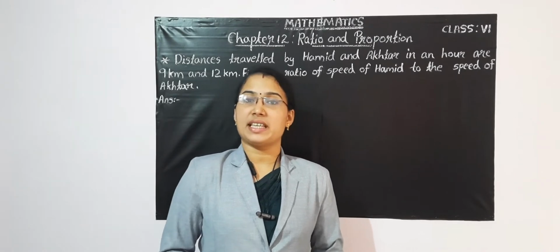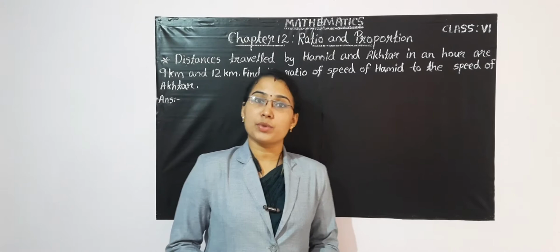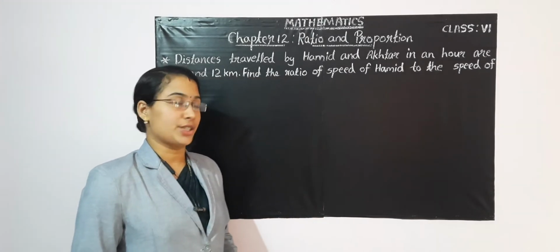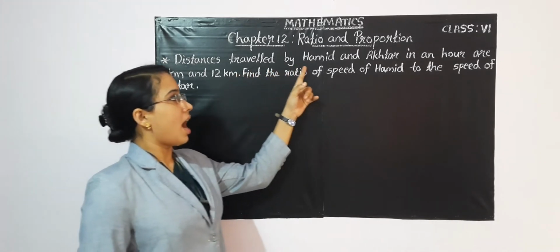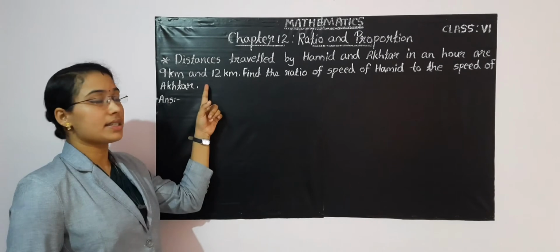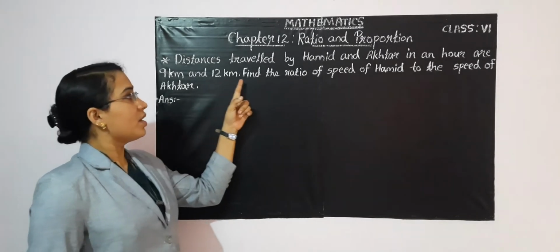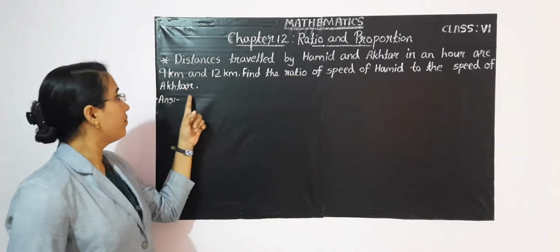In our previous class we discussed ratio. Today let us discuss some questions related to ratio. Here is the first question. Distances travelled by Hamid and Akhtar in an hour are 9 km and 12 km. Find the ratio of the speed of Hamid to the speed of Akhtar.